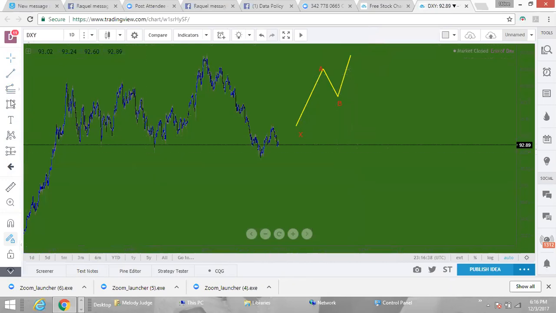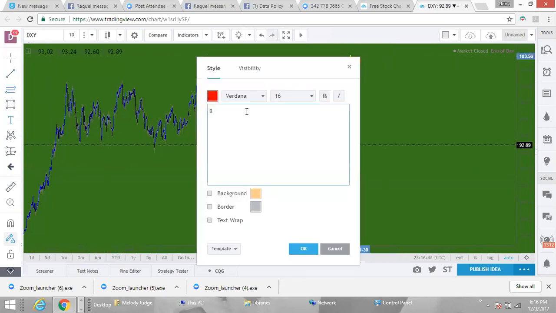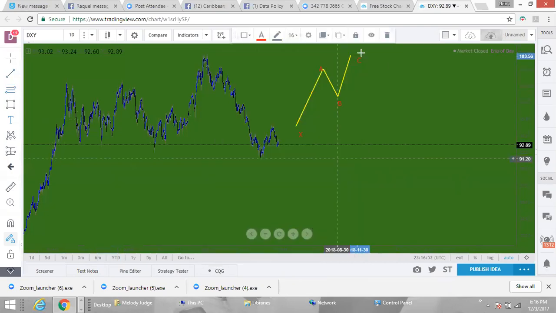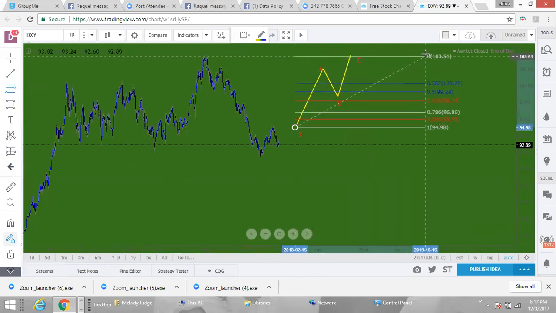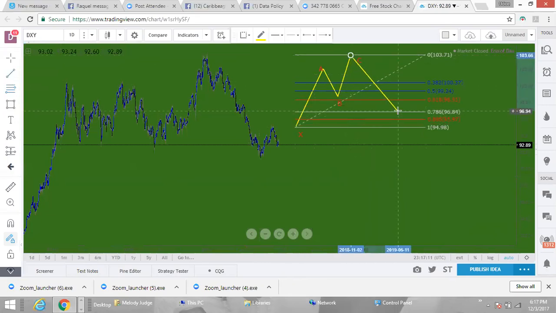Like I said before, we'll label that, I don't want any confusion. After the C move has been identified, we'll be looking for the market to pull all the way back from X to C to the 786 to complete it.